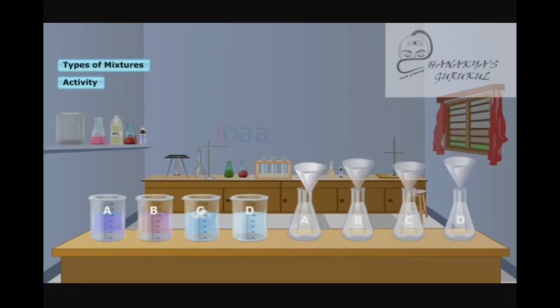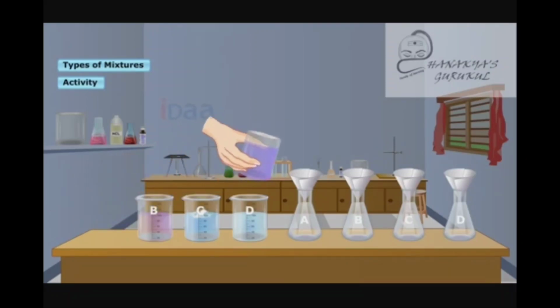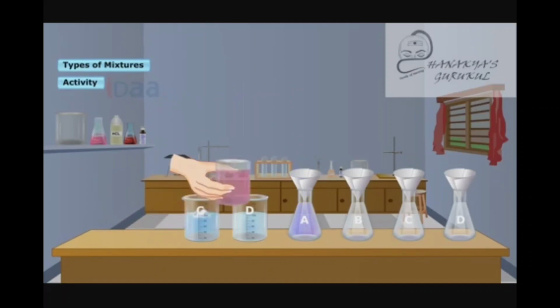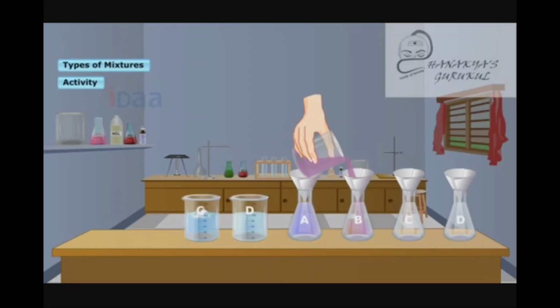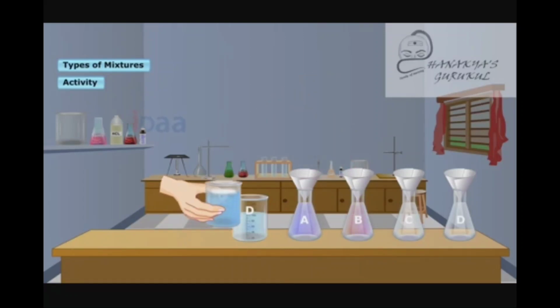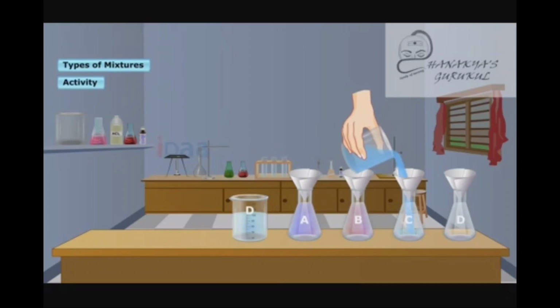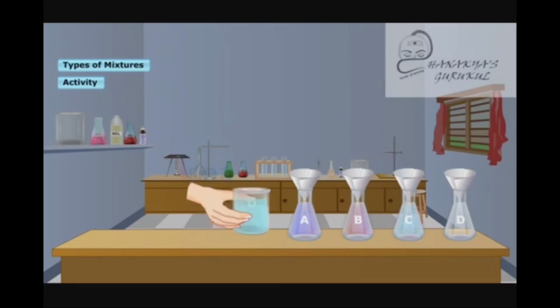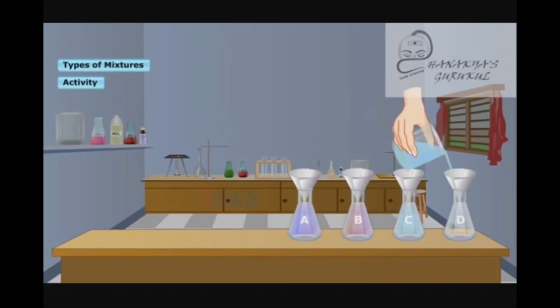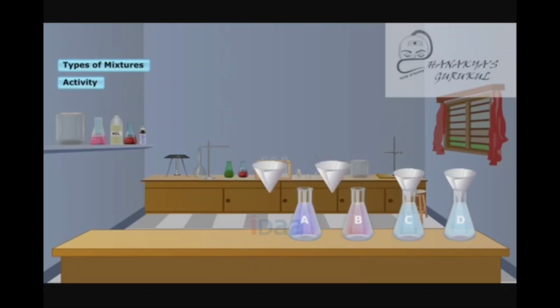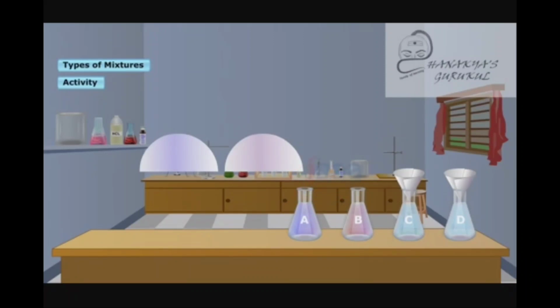Prepare 4 conical flasks, each one having a filter paper. Pour each of the mixtures through a filter-paper-covered conical flask. You will notice all the liquid has seeped into the flasks from beakers A and B, and nothing is left on the paper. This type of combination is called a solution.